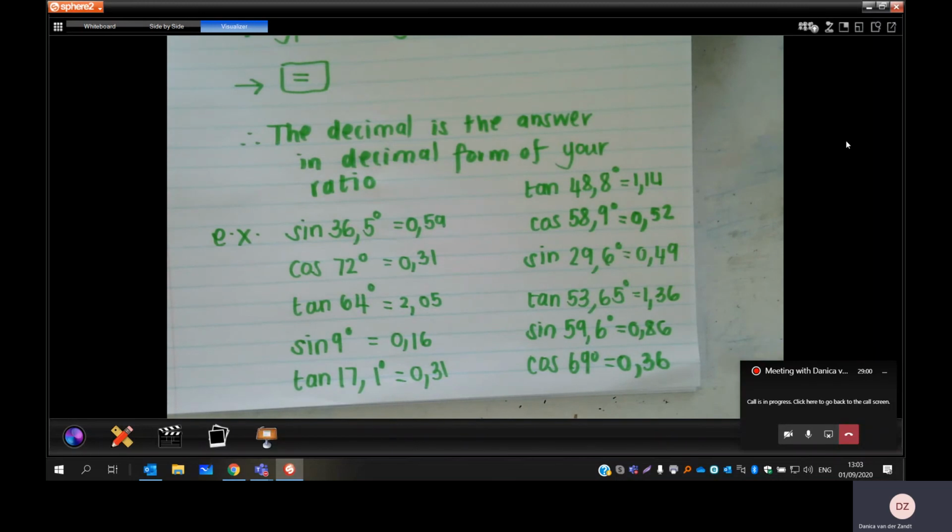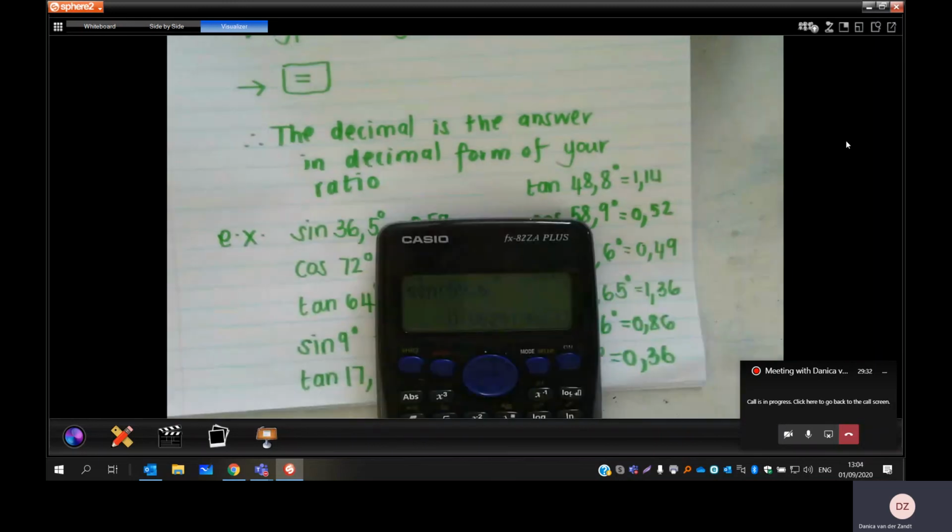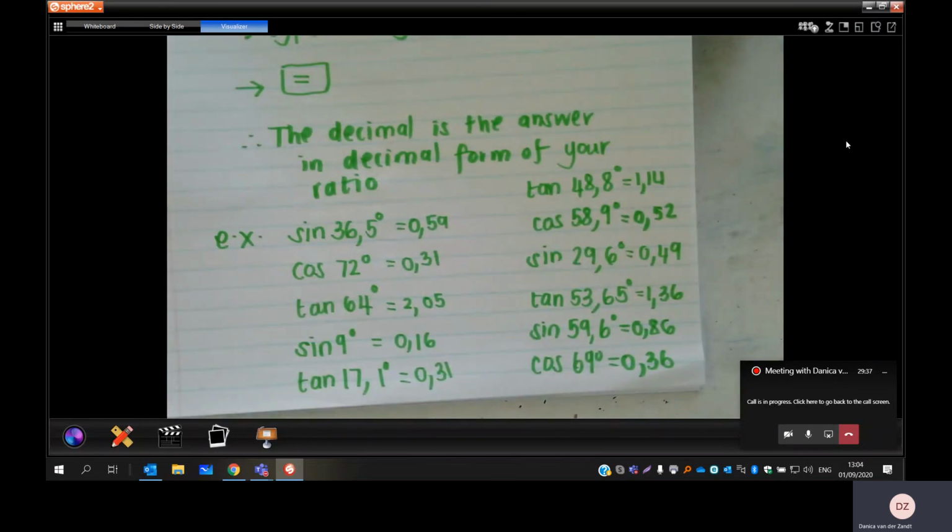0.59, 0.31, 2.05, 0.16, 0.31. Going to the top on the other side. 1.14, 0.52, 0.49, 1.36, 0.86, and 0.36. Sine 59.6, 0.8625 is what I get. So it'd be 0.86. Okay, what do we notice about sine and cos and those numbers that we got?